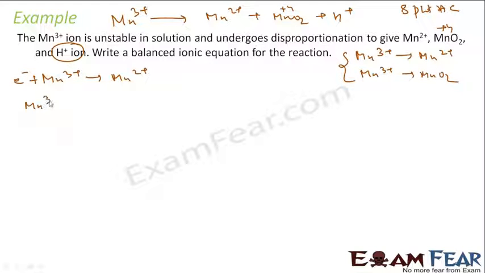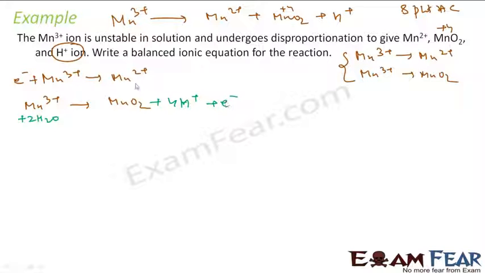Let's take the second one. Second one is Mn3+ gives MnO2. Let's balance this. So first balance atom, we have Mn balanced. Oxygen we have 2 here, there is no oxygen here, right? So we can add 2 water molecules, balance oxygen. Oxygen is balanced. What about hydrogen? We have 4 hydrogen here, no hydrogen there, so let's add 4 H+ there. What about charge? We have 3 charge here, 4 charge here, right? So we'll add 1 electron here to balance the charge. So everything is balanced now.